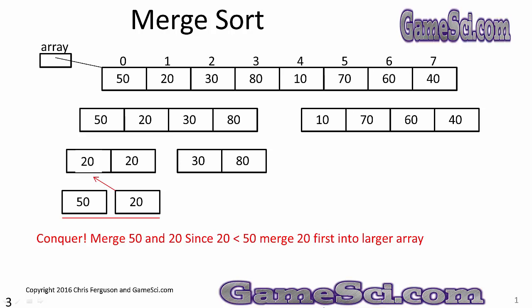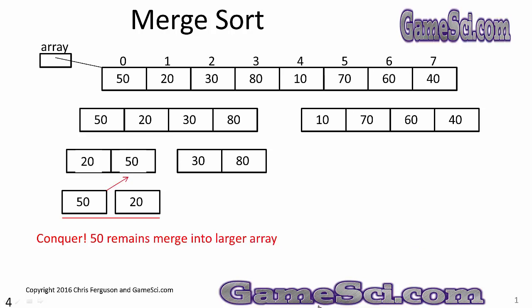We'll merge the 2 pieces, 50 and 20. Since 20 is less than 50, we'll merge the 20 back into a larger array of 2 items. Right now we're working on 2 arrays of 1 item each. We need to merge them back into 1 array of 2 items. So the 20 merges first, and then the 50 merges. The 50 is the only thing that remains, so merge it back into the larger array. Do you see how we have 2 arrays of 1 item each that we merged into a sorted array of 2 items? That's the conquer in the divide and conquer.